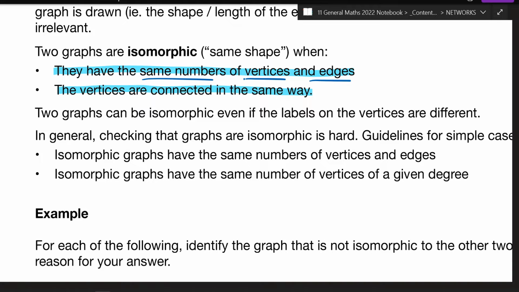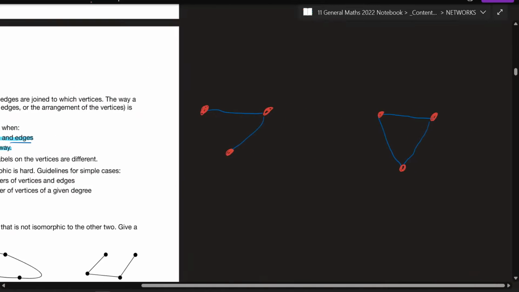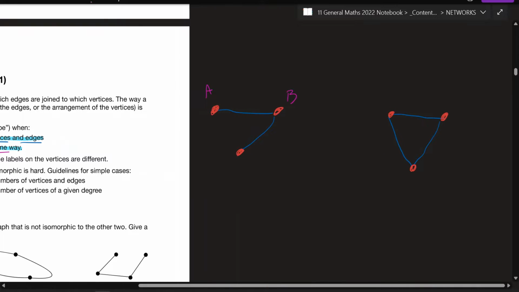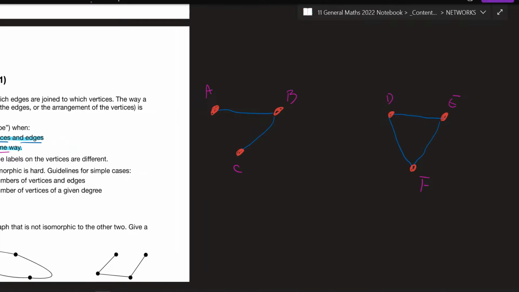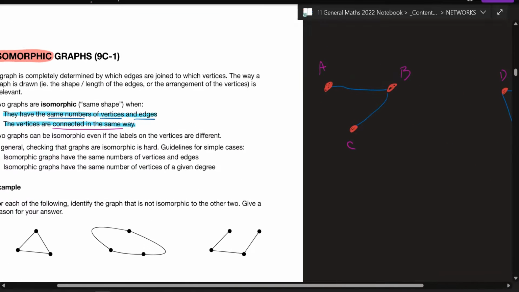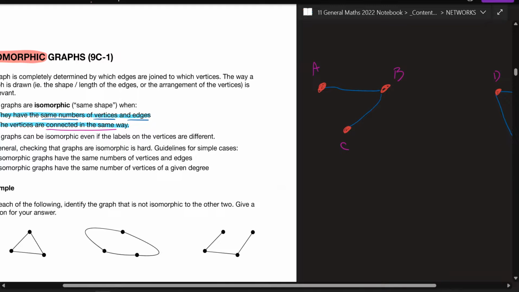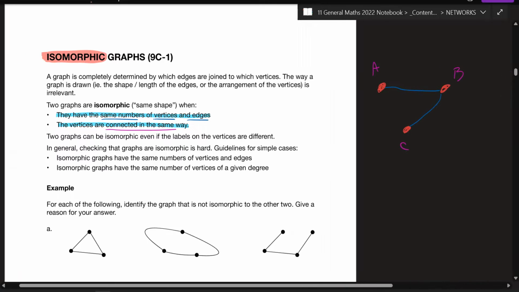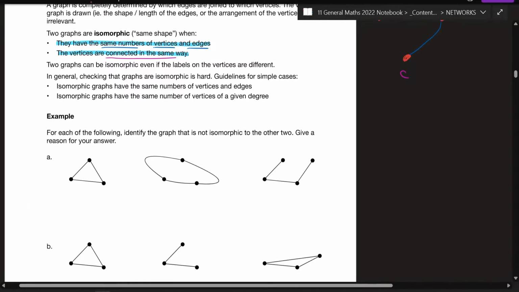The other thing is they have to be connected in the same way. One thing to note is that even though on some graphs you might label the dots A, B, C, D, E, F, the labels of each vertex don't necessarily matter as long as the connections are exactly the same. I'll explain more of that when we do these examples. So be mindful of those 2 rules. They have to be exactly the same in the number of vertices and in how they're connected with the edges.